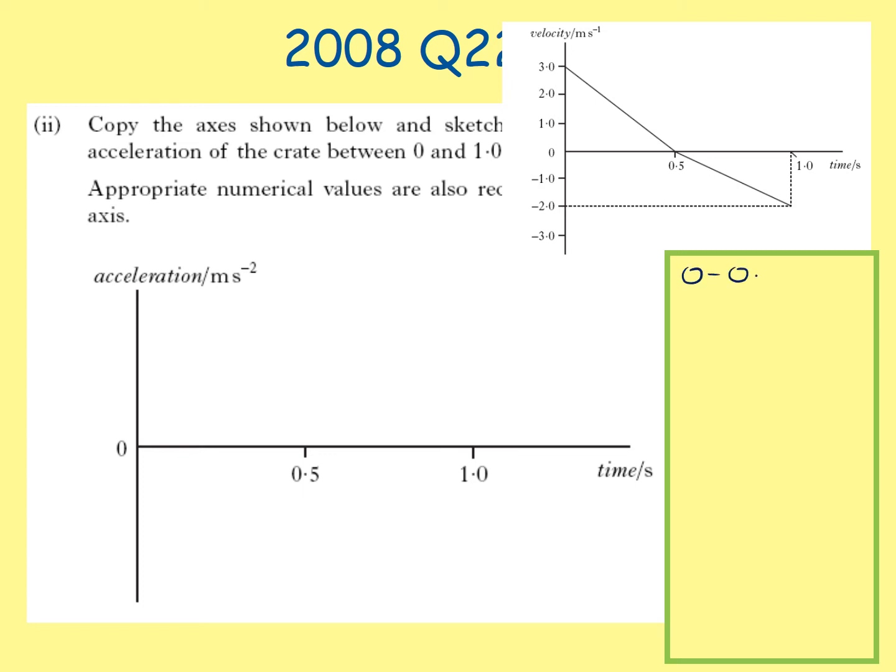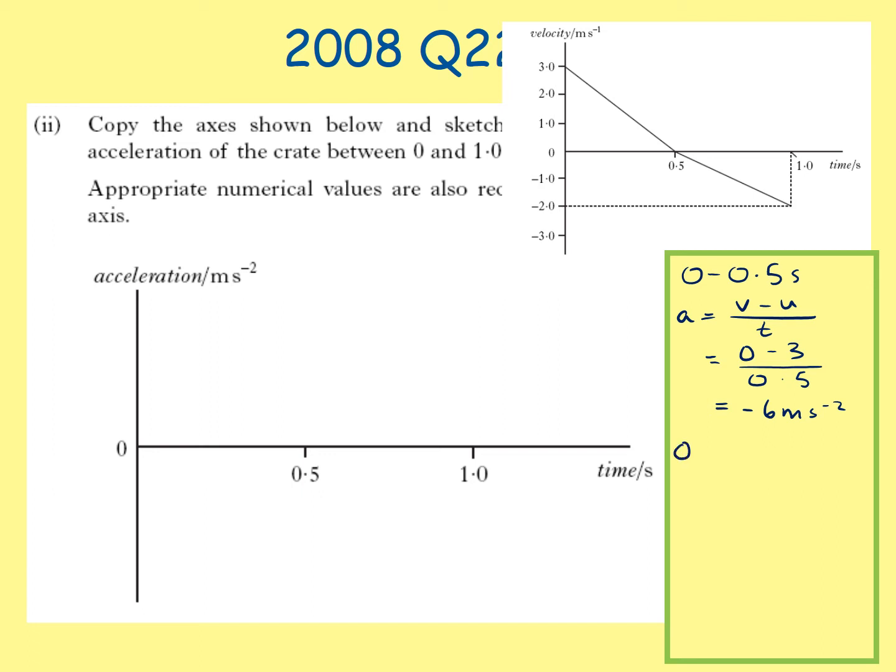Between 0 and 0.5 seconds, our acceleration is going to be equal to v take u over t, as it always is, and that's going to be equal to 0 take away 3 divided by 0.5. This is equal to -6 meters per second squared. And so that's the first part of our graph.